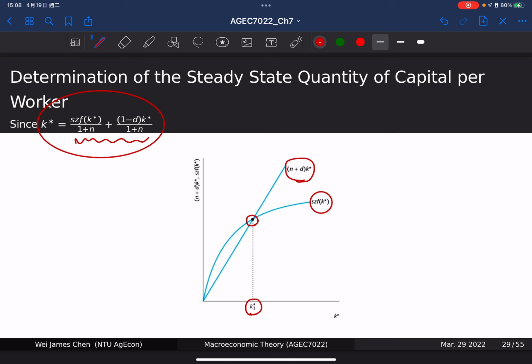I see some confused faces, so I'm not sure. Okay, two minutes to the break, so let's have a break now. We'll talk about this when we come back.